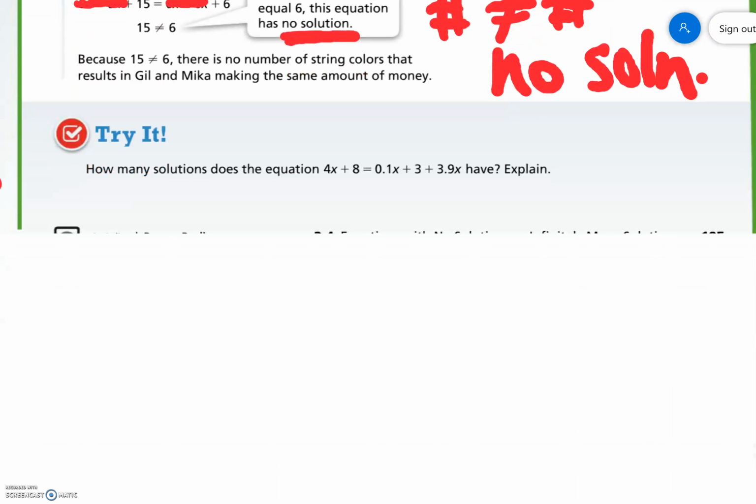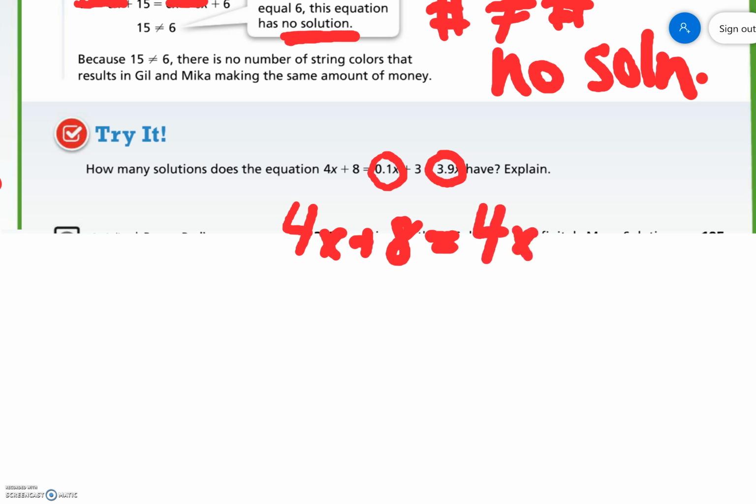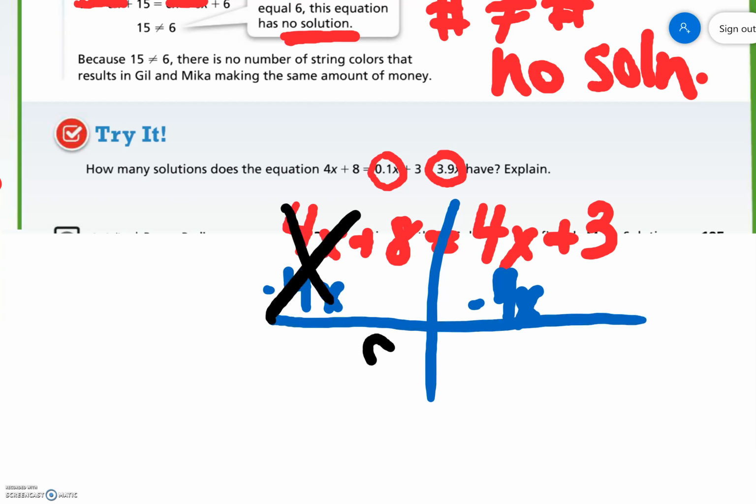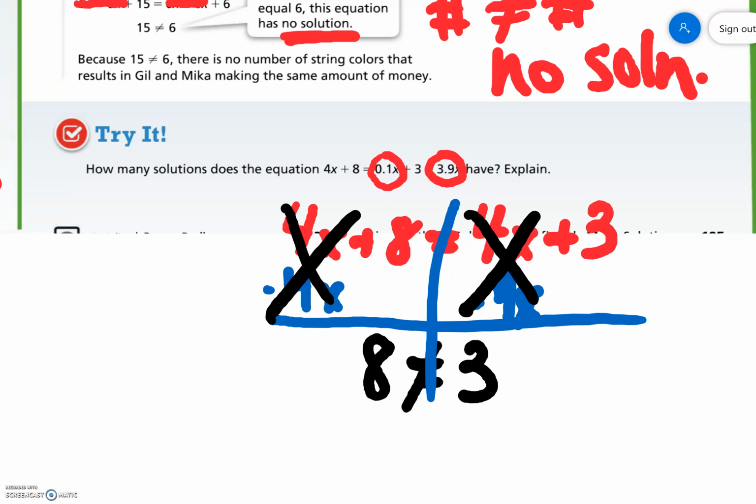Let's try it. How many solutions does the equation 4x plus 8 equals 0.1x plus 3 plus 3.9x have? Explain. First thing we've got to do, combine like terms. So you get 4x plus 8 equals 0.1x plus 3.9x, which is 4x, plus 3. Solve for x. I'm going to subtract 4x from both sides. They cancel out, and I'm left with 8 equals 3. Is that true? No, it's never true. That means there is no solution.